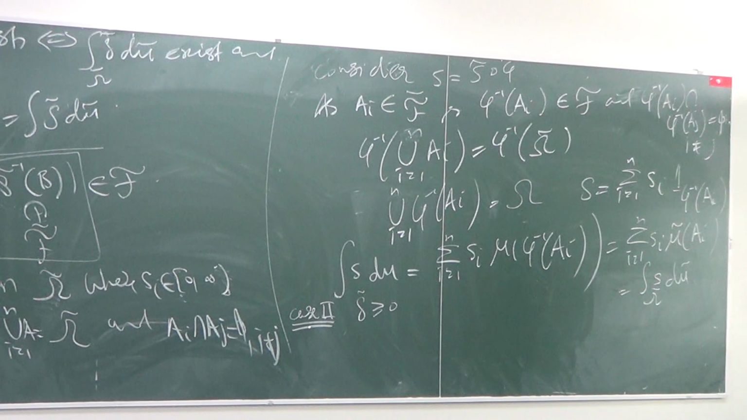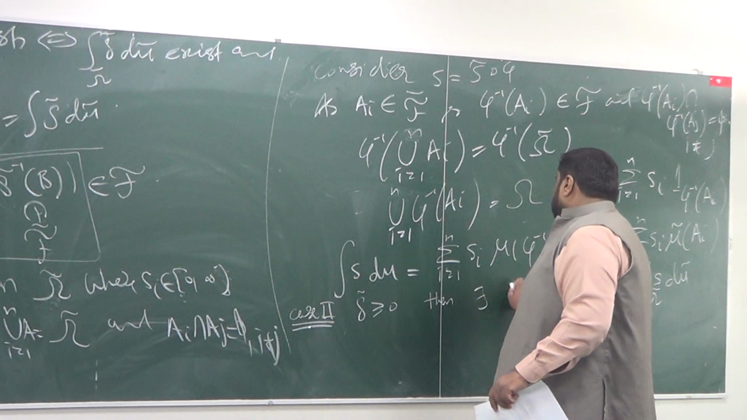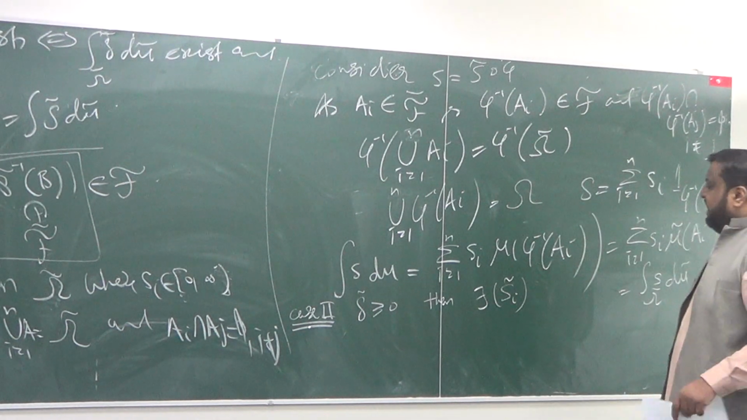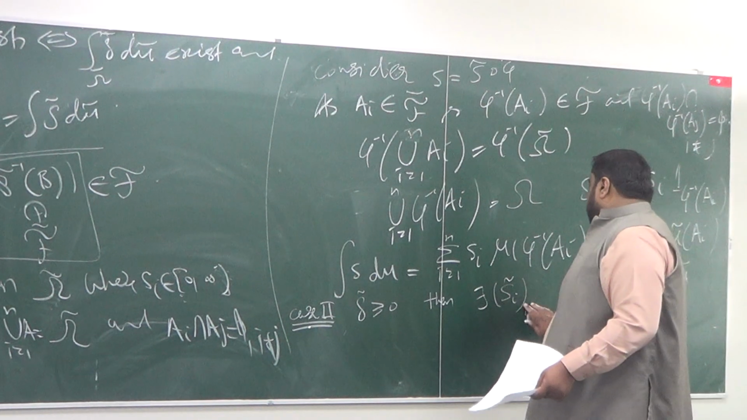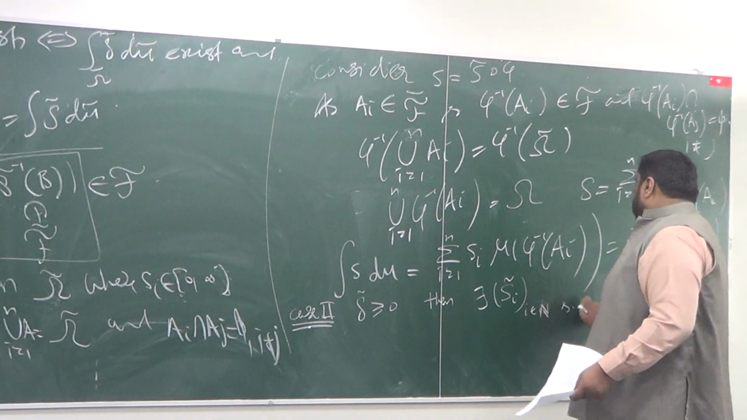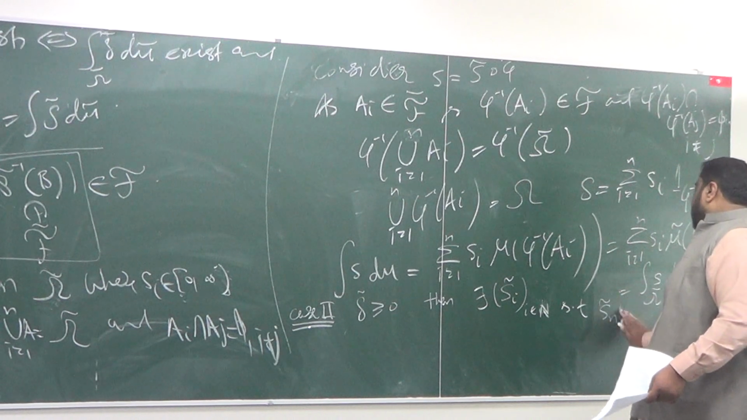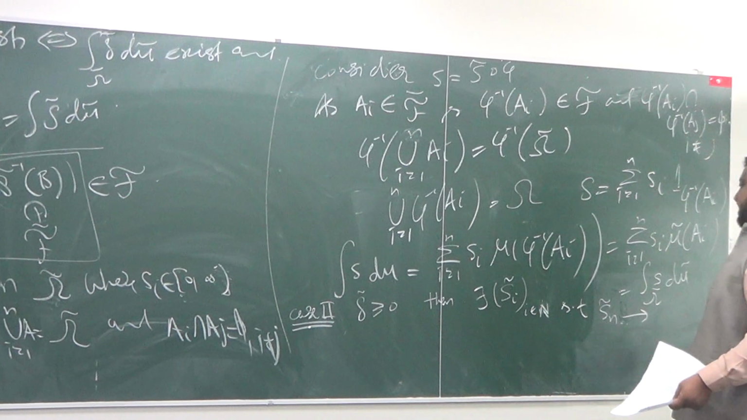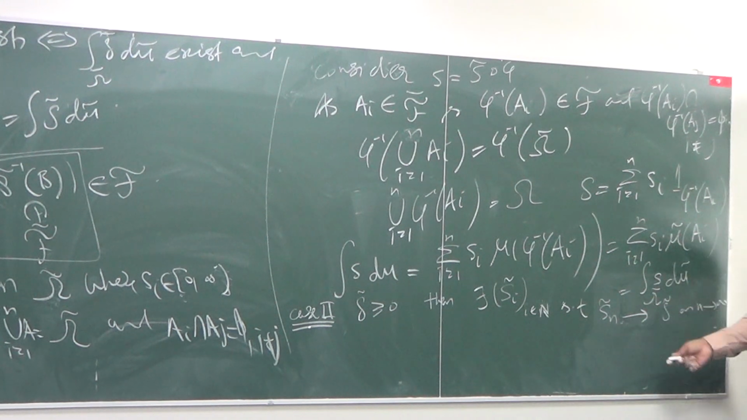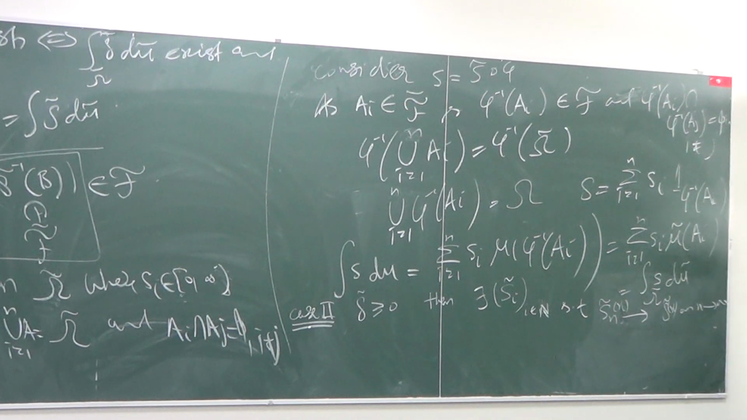If this is the case, then we proved an approximation lemma which says that there exists a sequence of simple functions, which is non-negative and decreasing, that approximates g tilde as n goes to infinity, but pointwise actually. So that S_n tilde of x converges to g tilde of x for every x tilde.